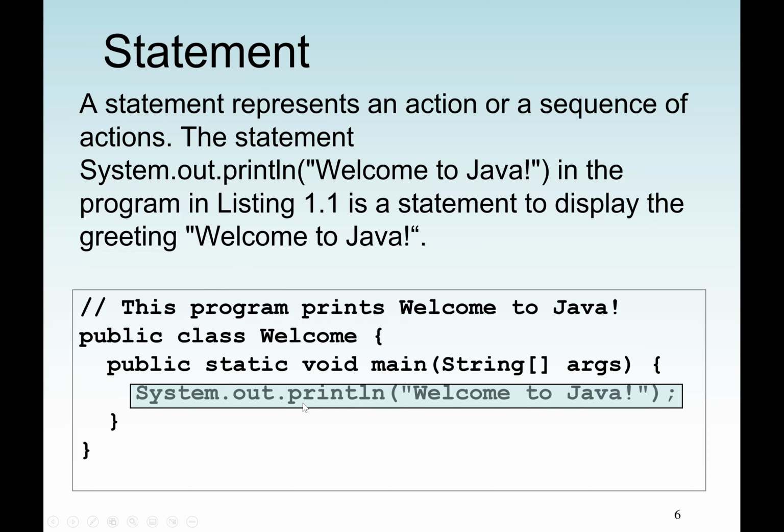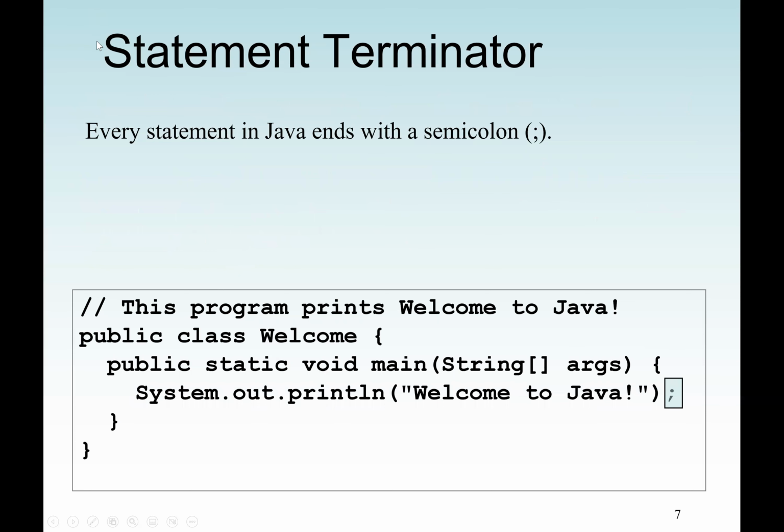Next, every Java program has what we call the statement terminator, which is the semicolon. So we look at our statement again, System.out.println, Welcome to Java. We end the statement with a semicolon. Now we don't end the main function or the main class with a semicolon. Only statements we end with a semicolon.